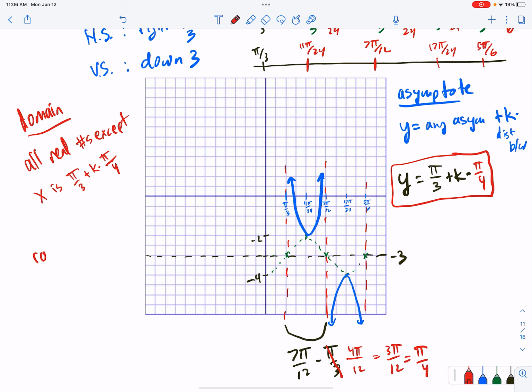And then the range. Okay, so the smallest y value I have is -infinity, and that goes up to -4. So -infinity to -4, union. Then I start again at -2, and I go to positive infinity. So -2 to positive infinity. And there we have it.